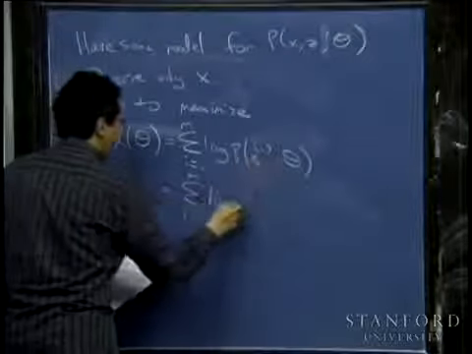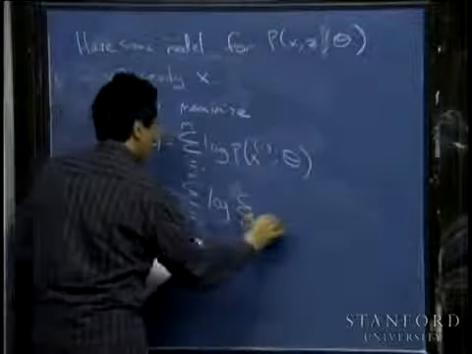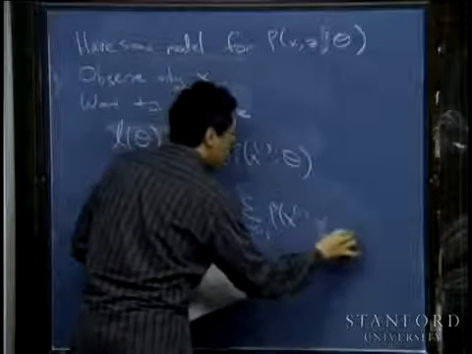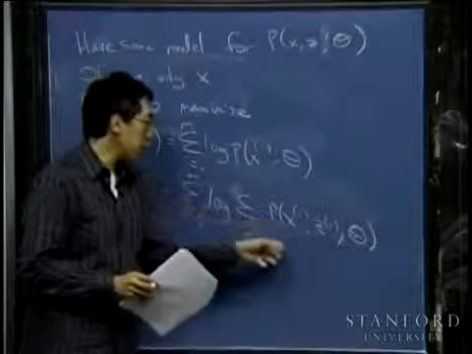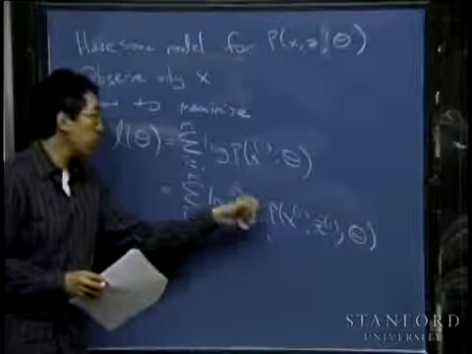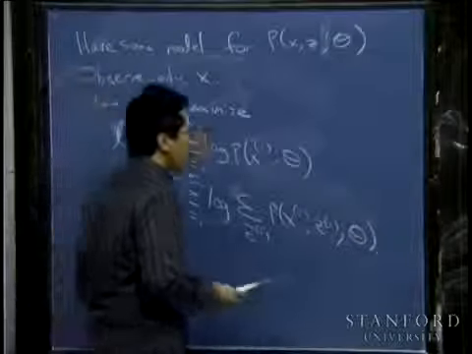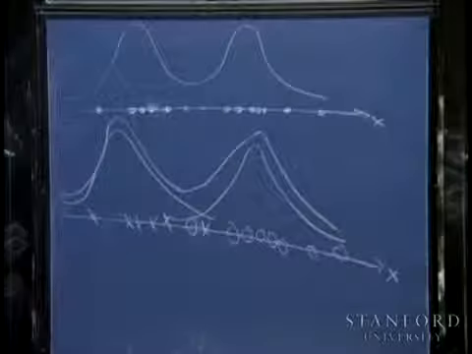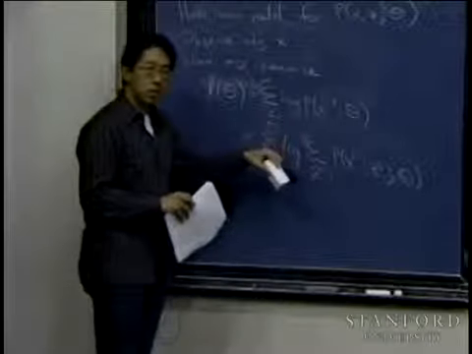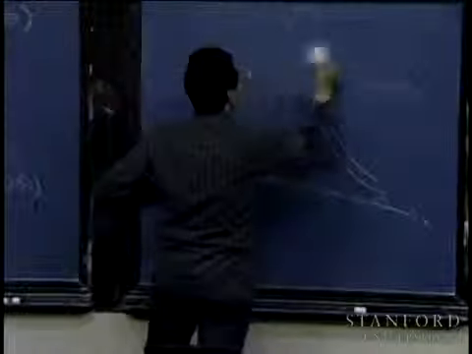And p of x parameterized by theta is now given by a sum over all the values of zi of p of xi, zi parameterized by theta. So by taking our model of the joint distribution of x and z and marginalizing out zi, we get p of xi parameterized by theta. The EM algorithm will be a way of performing this maximum likelihood estimation problem, which is complicated by the fact that we have these zi's in our model that are unobserved.